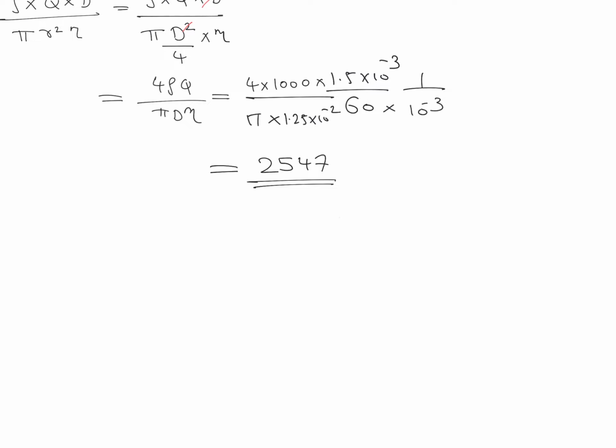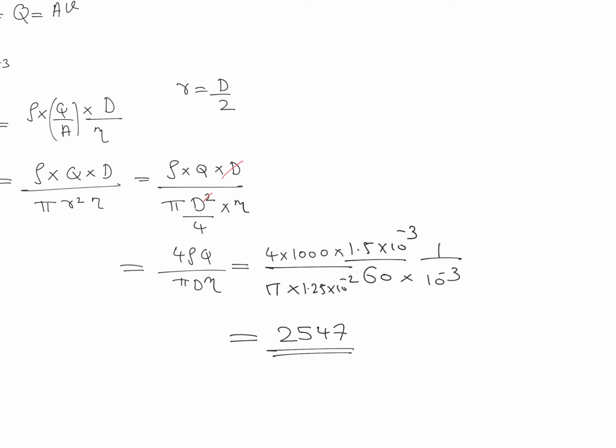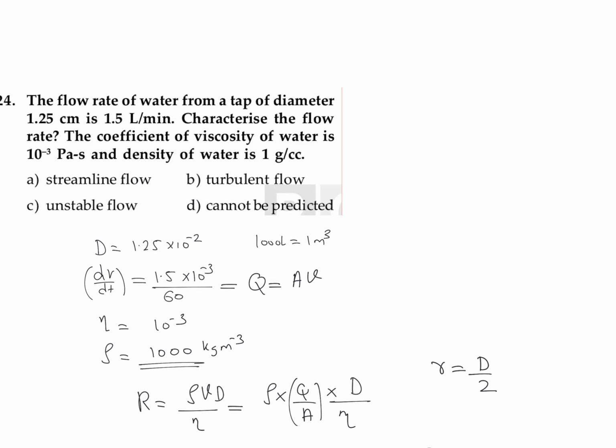So we know that this value is between 2000 and 3000. As the value is between 2000 and 3000, we can say that this is basically representing an unstable flow. If it is less than 2000, we'll say that it is streamline. More than 3000, we'll go for turbulent. In between 2000 and 3000, we'll say that is an unstable flow.